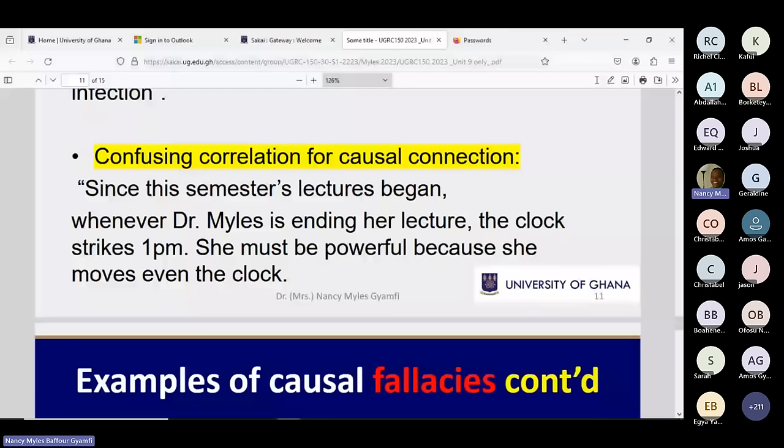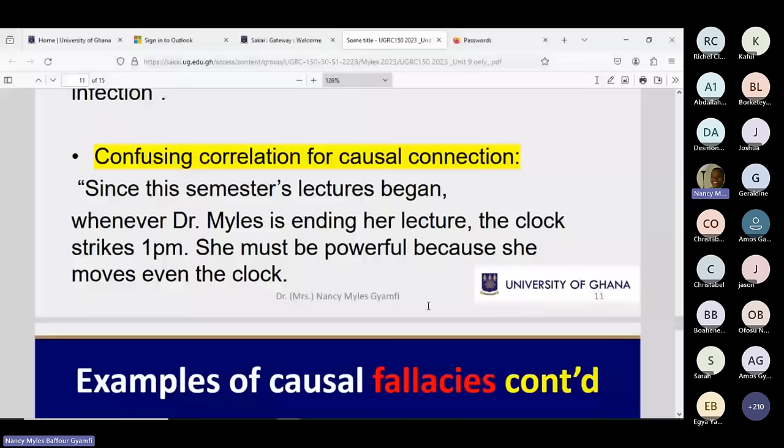my lecture to say, okay, thank you all very much, have a wonderful week, all the best, and take care, then the clock will be saying grind, grind. It's not my ending the lecture that makes the clock act. It doesn't cause it. They just happen at the same time. And it is recurrent. It is always happening that way. Doesn't mean they are necessarily causally connected. So this fallacy is called confusing a correlation to be what? A causal connection. I hope you got it.